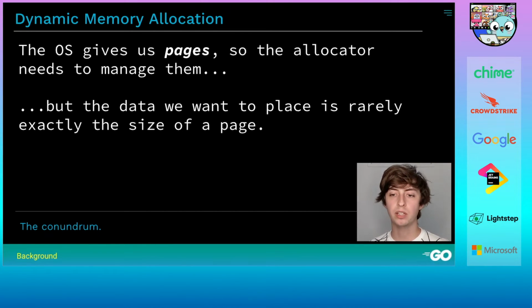What makes this a problem at all is that the data we want to place is often not exactly the size of a page. Sometimes it's smaller, so we want to pack these objects of data together, and sometimes it's larger, right? And so we want to put our data across multiple contiguous pages.